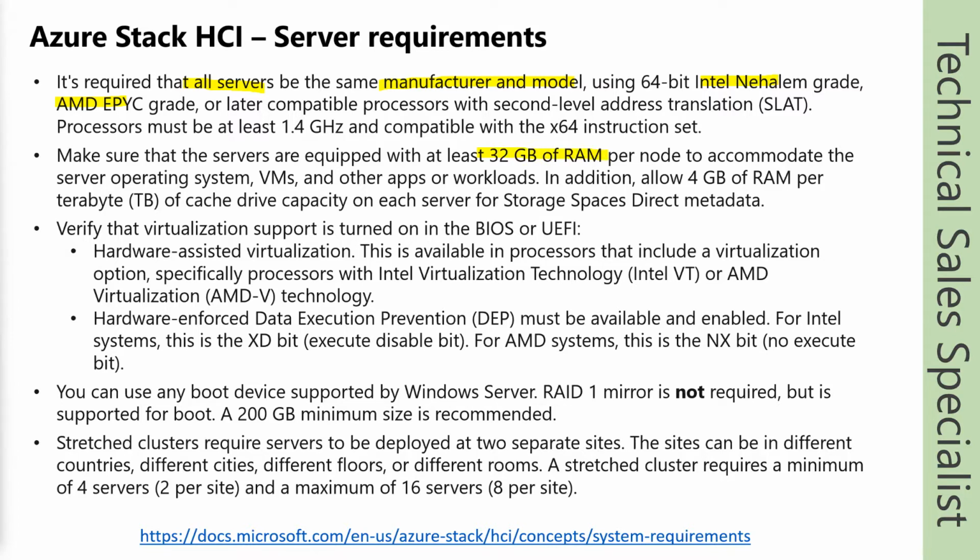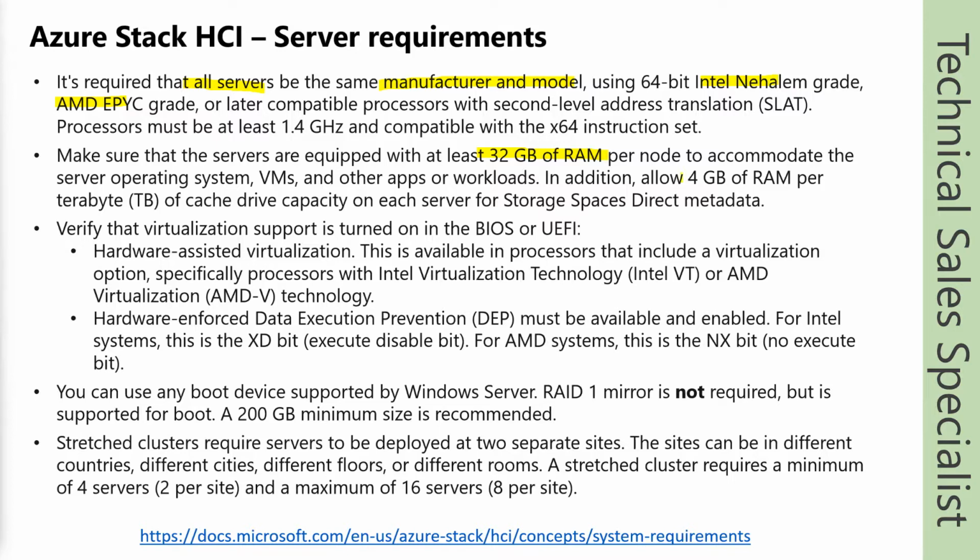Usually, you will have more memory in your servers because you want to consolidate Hyper-V virtual machine workload, virtual desktop workload, and containers on these machines. The more memory, CPU resources, and storage power you have, the more you will be able to scale up. But the minimum requirement is 32 gigabytes for the server operating system, VMs, and app workloads.